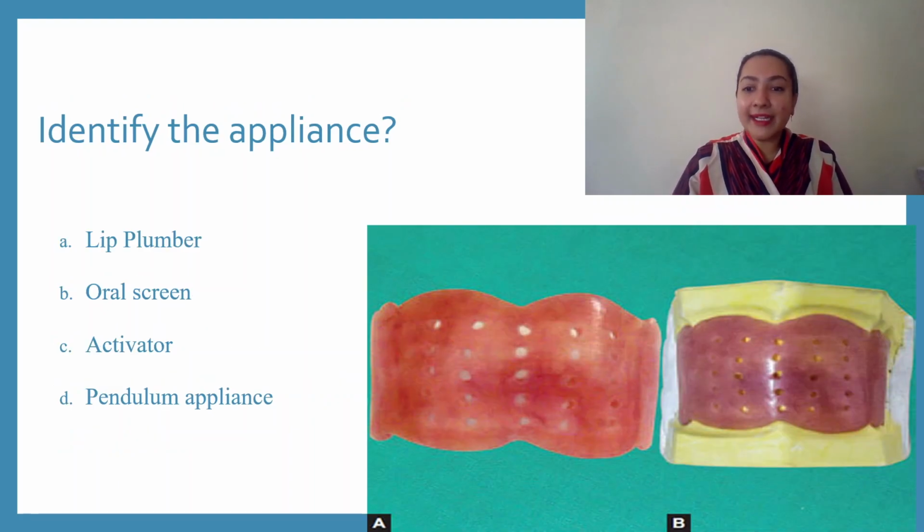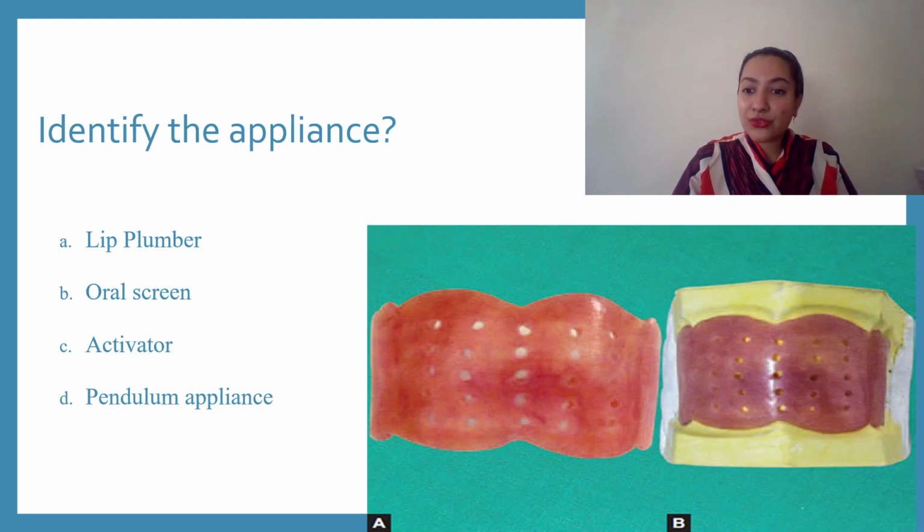Next question, identify the appliance. Is it a lip bumper? Lip bumper? No, it is not a lip bumper. Lip bumper is also known as lip plumber. It is used to remove the restrictive forces of the lips which are acting on the tissues.